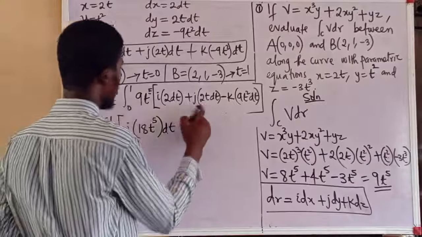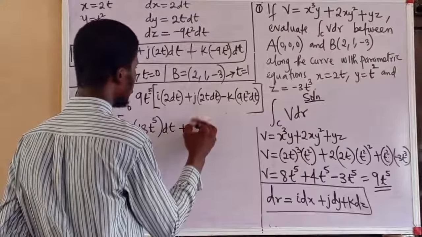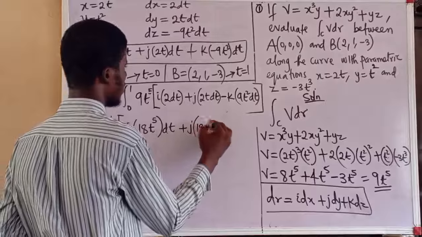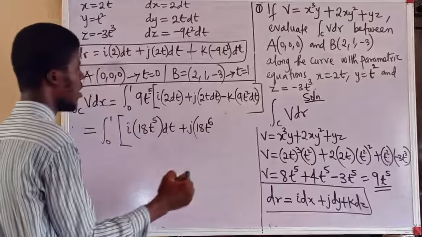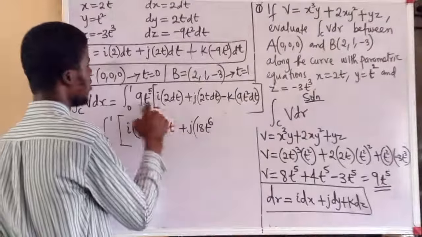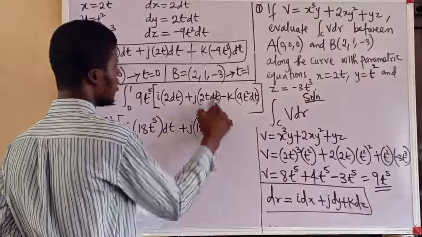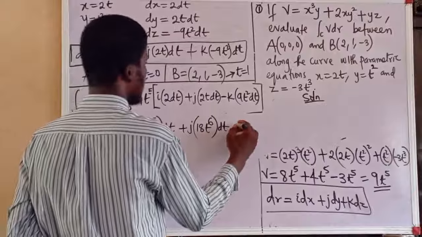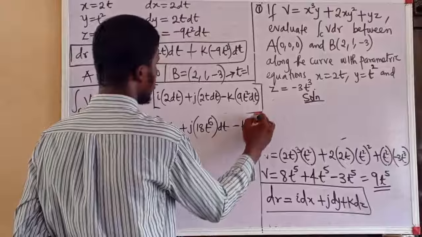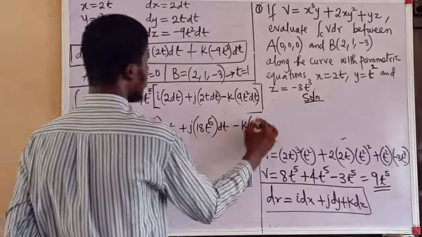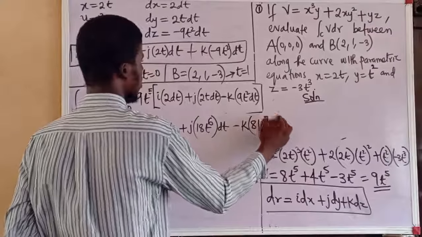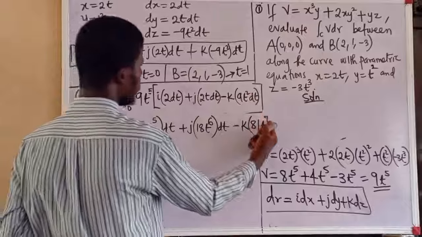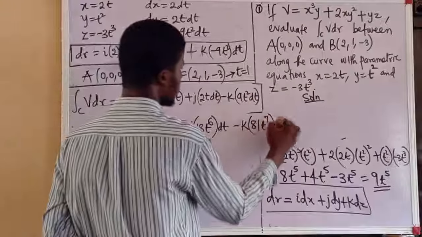This multiplies this, we have, let me bring the j out. That will be 18t to the power of 6, right? 2 times 9, 18. This times this, t to the power of 6 dt. This multiplied by this, we have minus k into 81 t to the power of 7. This is 5 plus 2, that's 7 dt.